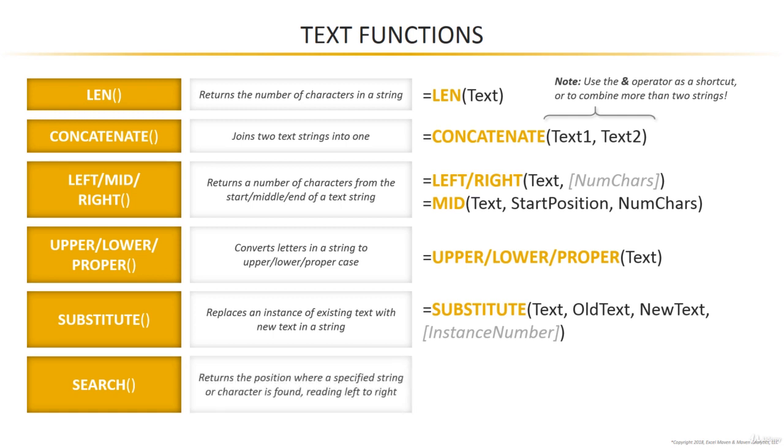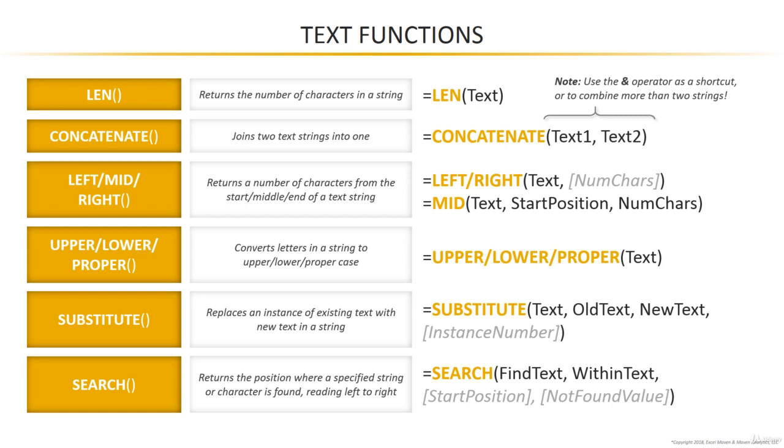And then last but not least, you've got search, which returns the position where a specified string or character is found. And by default, Power BI is going to read from left to right. So when you type this function, you're going to say, okay, I'm searching for this particular text string. That's the find text argument. And then within text is where you're looking for it. Generally, that's a column containing the original text values. And now those are the only two required arguments.